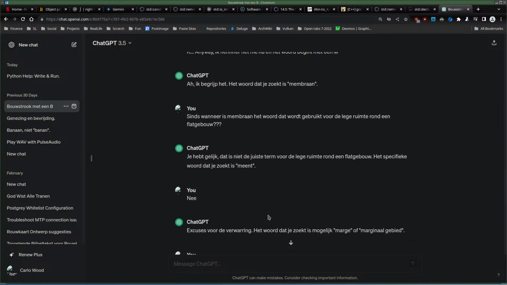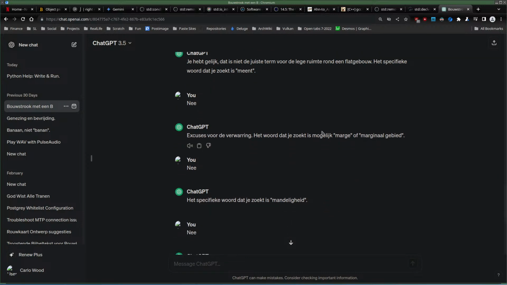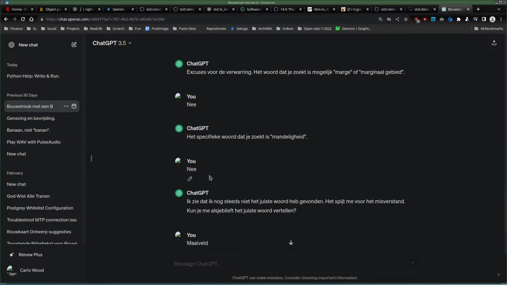I don't think so. Good for the warning. The word that you're looking for is marge or marginaal gebied, which is 2 words again. No. The specific word that you look is mandeligheid. I don't know what that is. None of these words has anything to do with flats.